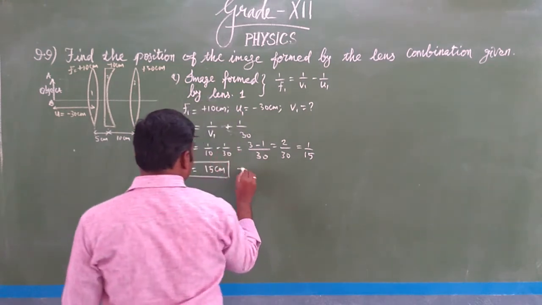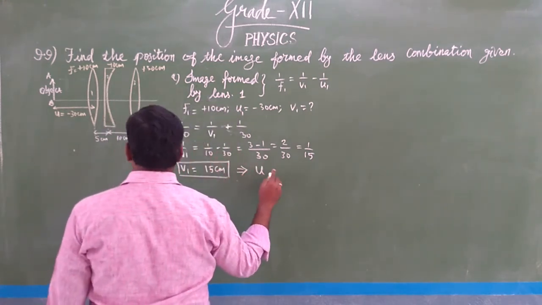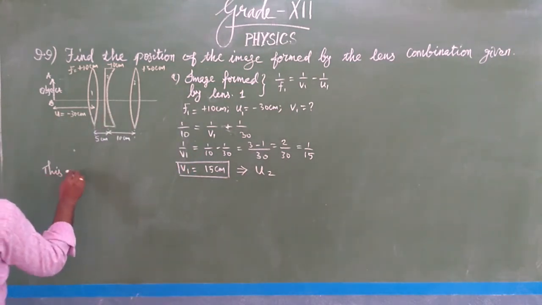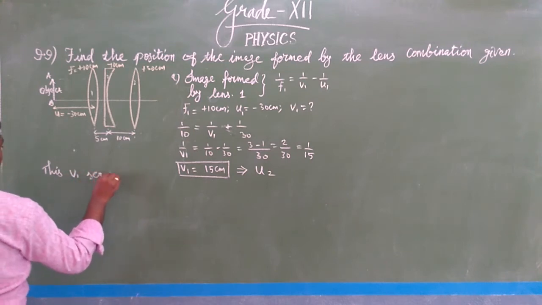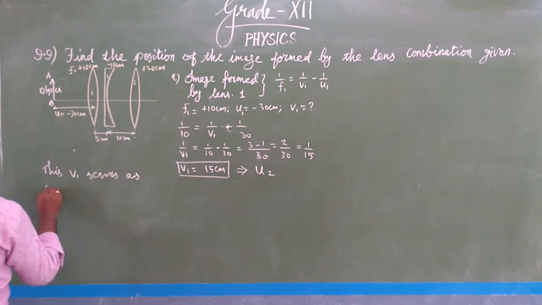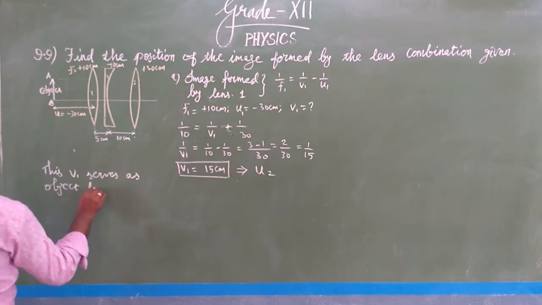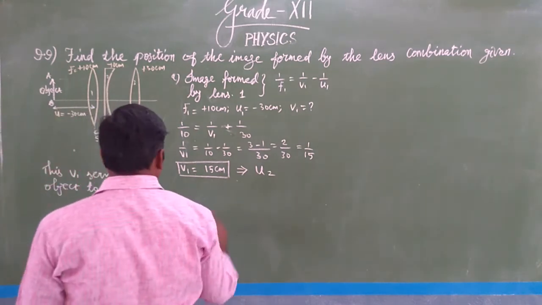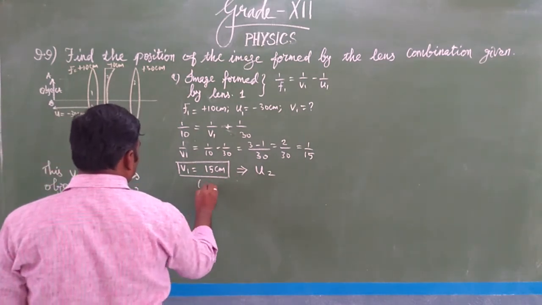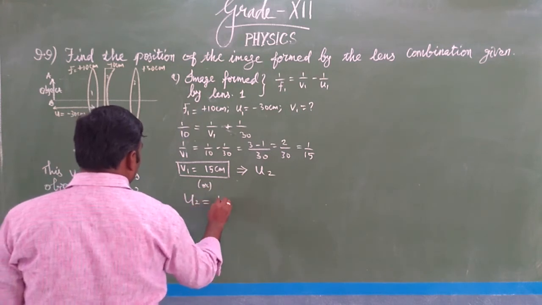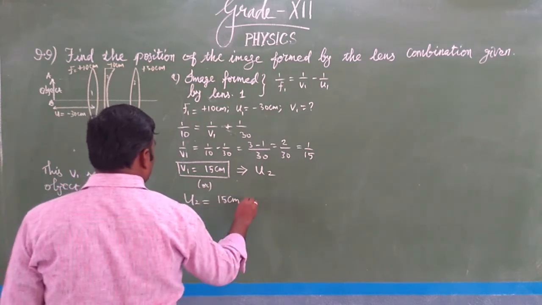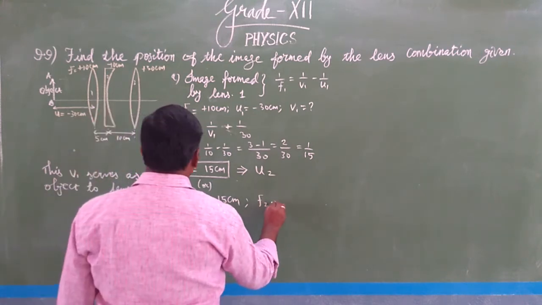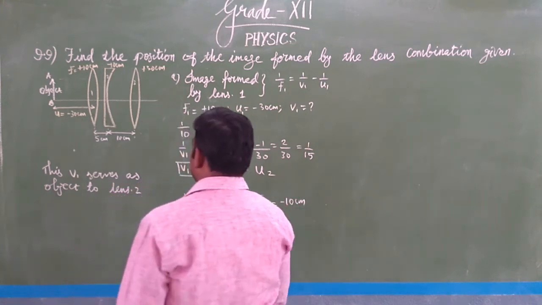This distance acts as the object distance for the second lens. So this v1 serves as the object for lens 2. In the second case, we can write u2 is equal to plus 15 centimeter. And we have the focal length; it is a diverging lens, so f2 is equal to minus 10 centimeter. Then substitute in the formula.